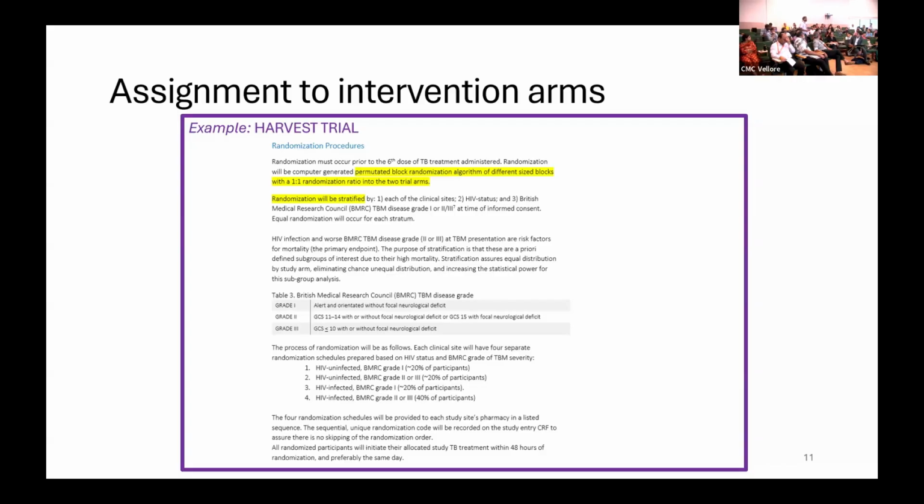The block size depends on the number of patients that you want to recruit. If you have a smaller sample size of 100 or 200, a smaller block size would be okay. If you have a large sample size and a smaller block size, it's easy to predict what is going to happen next. So we try to use a larger block size. It depends on the sample size. And it's blinded information too. No one should know the block size being used to create a randomization list.